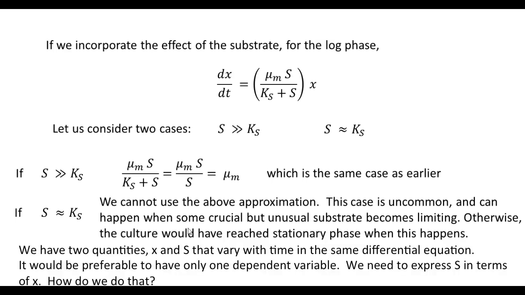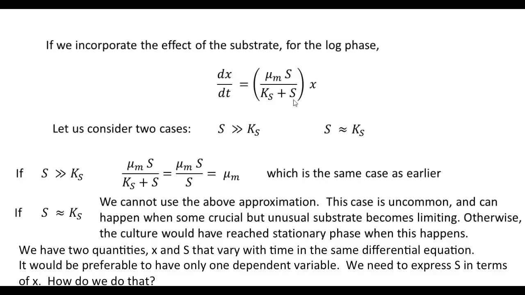We have two quantities here, x and s, that vary with time in the differential equation. And of course, you know that it is preferable to have only one dependent variable, either x or s, not both. That becomes difficult here. So if we can convert one in terms of the other, s in terms of x, preferably because we are looking at x, we have x's all over. If we can express s in terms of x, then we can solve this equation. How do we do that?